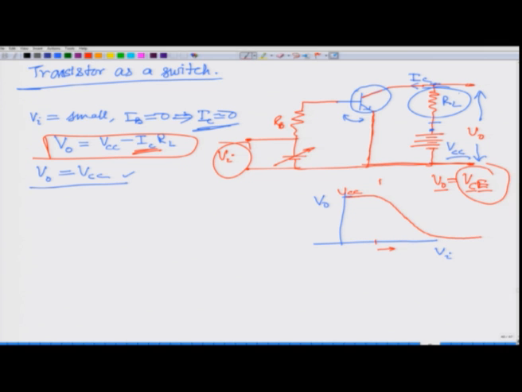So, you can draw 3 regions. In this region nothing is happening. So, this you can call the cutoff region, and here it has reached saturation, that efficiency has gone down, the reverse biasing is very weak, or it has even become forward bias. So, this is the saturation zone, and this middle one is called the active zone.